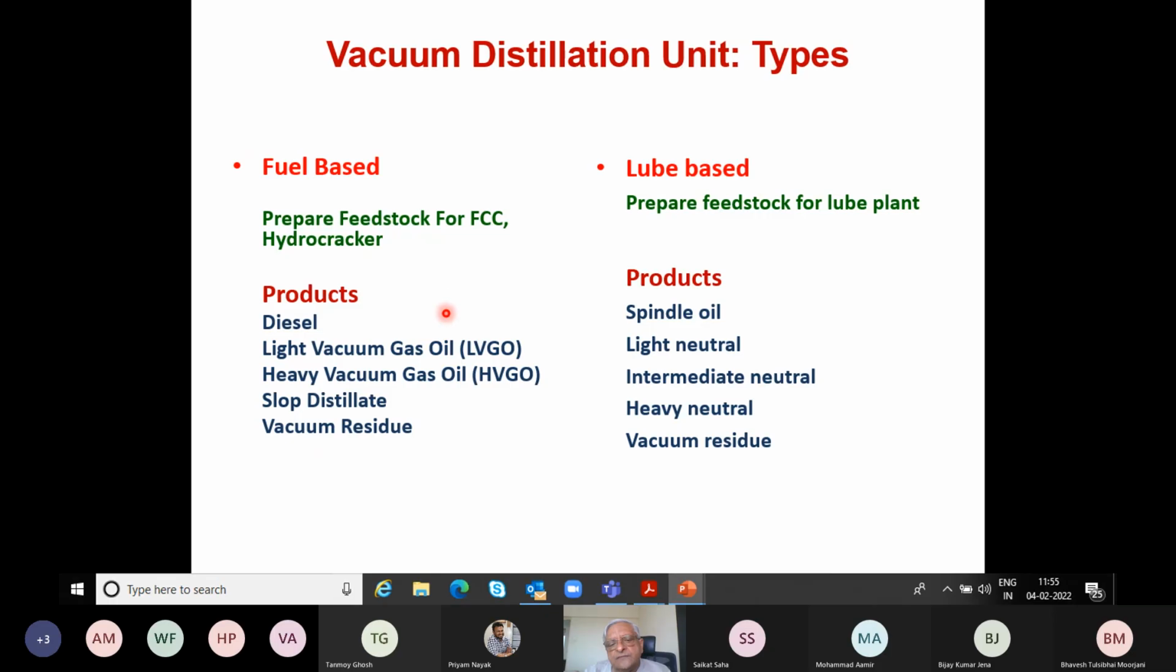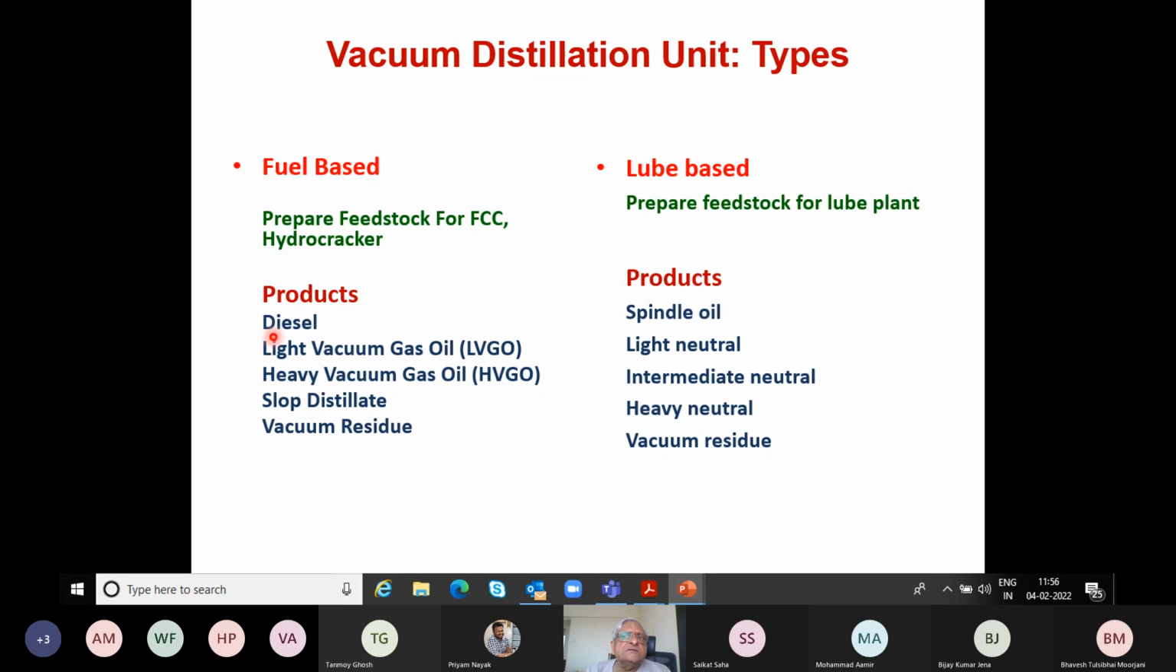There are two types of fractionation that we do in the vacuum distillation column. 90% of the vacuum distillation columns are the type that you see on the left, where what we try to do is distill off whatever we can below 360 degrees. So the bottom temperature is 360 degrees at that particular vacuum, and whatever gets distilled off, we get three products. Some amount of diesel we get. It is called vacuum diesel, because this is the diesel fraction coming out of the vacuum tower.